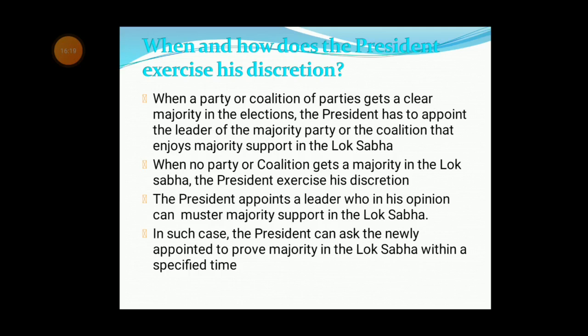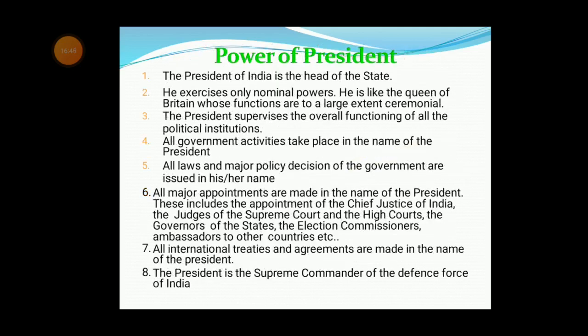So when a coalition form of government is there, you can find the power lies in the hands of the president only. The president has the power to appoint the majority party person as the Prime Minister. Okay, so that is the thing. So this is about the president, and we'll have a quick recap.